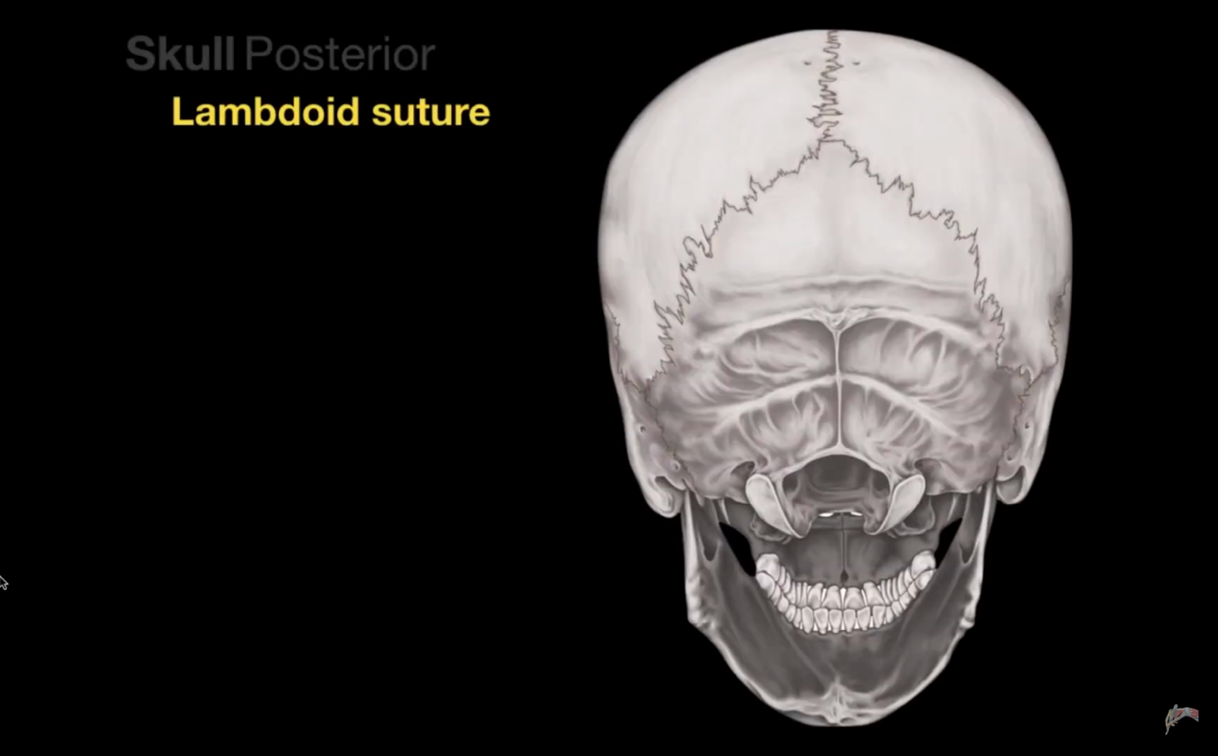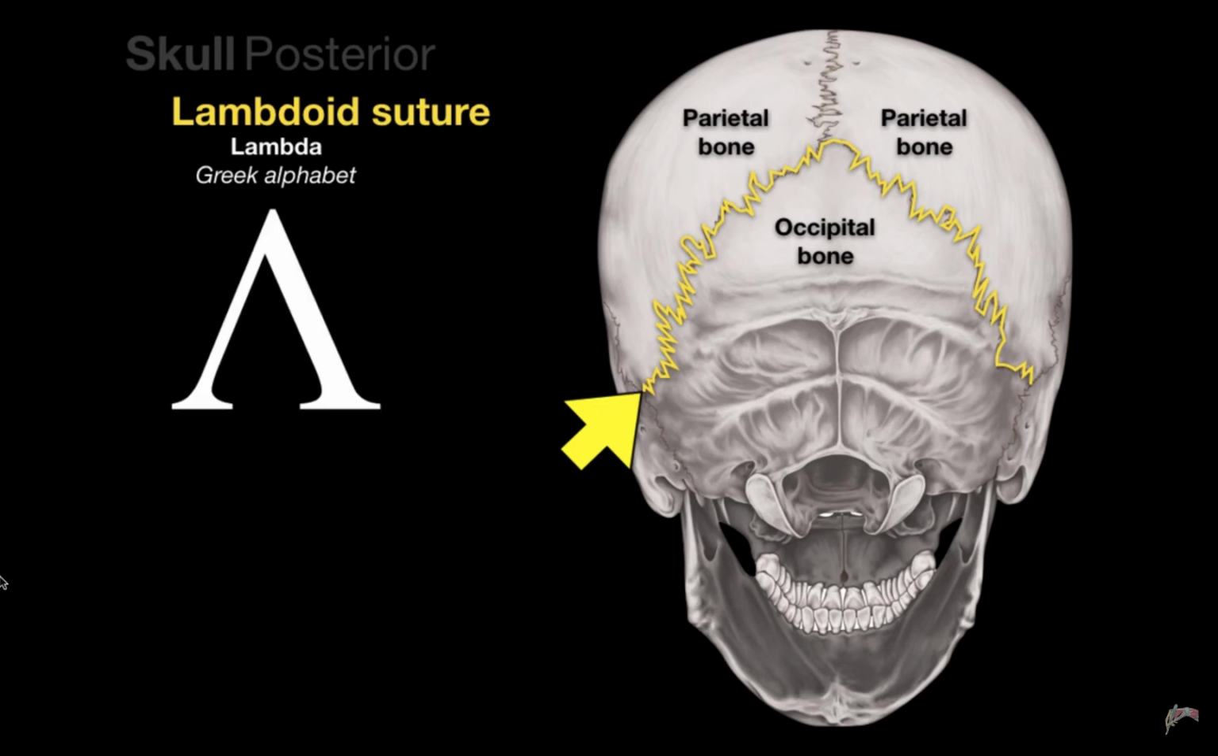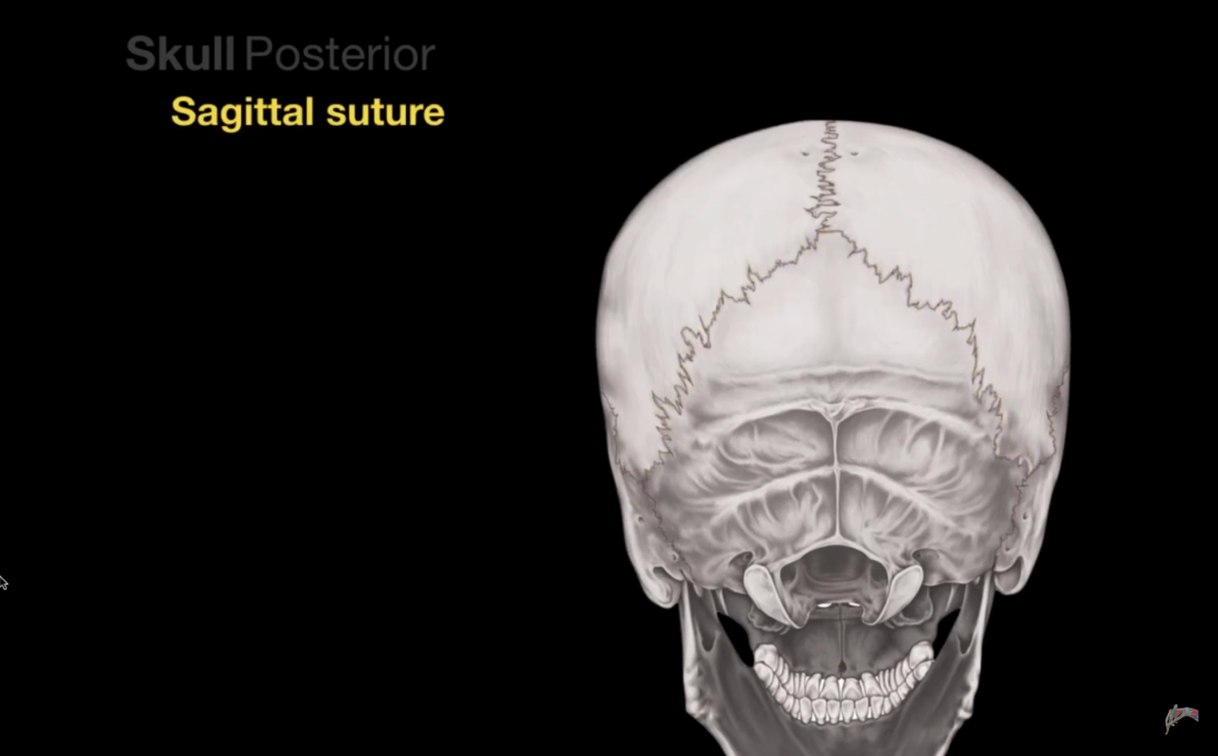And now let's talk about sutures. So the lambdoid suture is located between parietal and occipital bones, and it's located here. That lambdoid suture gets its name because lambda is a letter of the Greek alphabet that looks like an upside down V, which looks just like that lambdoid suture. The sagittal suture is between adjacent parietal bones right there.